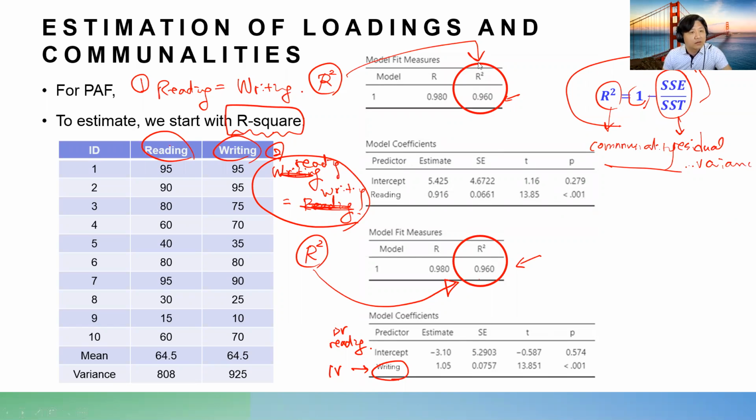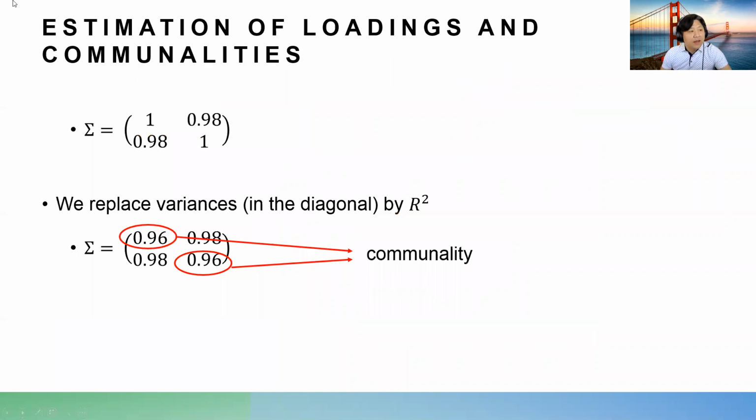Any questions so far? No? Okay, then this is our original correlation matrix. Now we replace our variance by R square. So this is commonality. In this case it was 1, but now we are using 0.96, right? 96% is common variance. What about the 4%? That means we removed the error portion, the 4% of error, from our commonality.